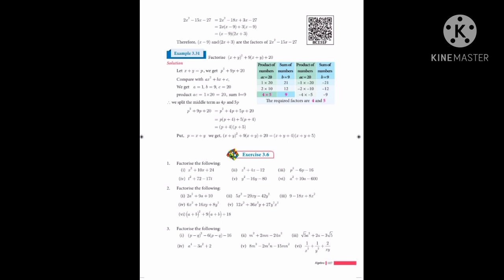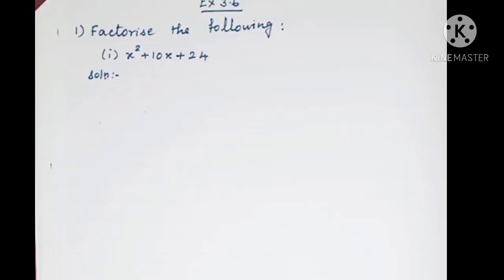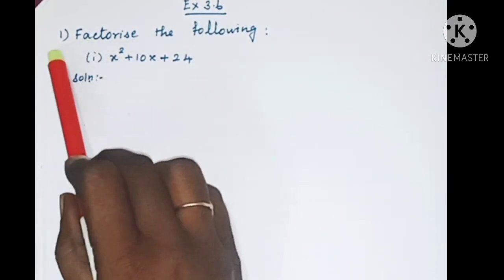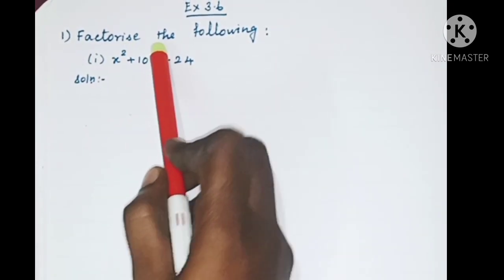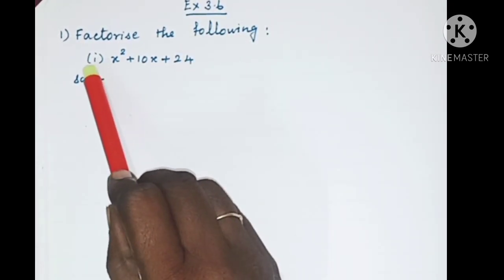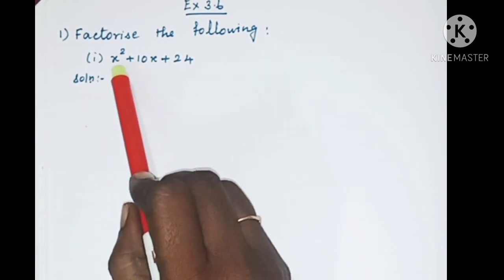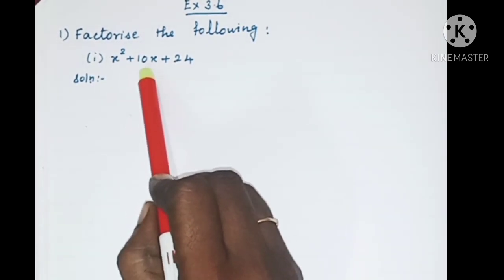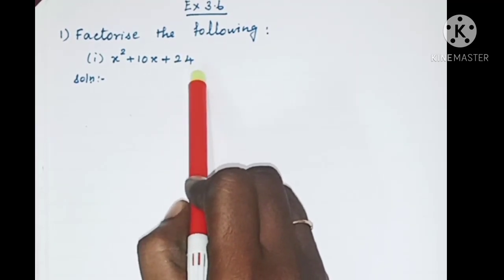Today we are going to learn about exercise 3.6. Exercise 3.6 is given in page number 107 in your book. Exercise 3.6, first sum. Factorize the following. Subdivision 1 is x square plus 10x plus 24.